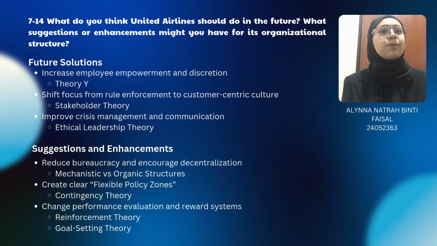Let's answer the first part of the question first. In my opinion, the organization of United Airlines should increase employee empowerment and discretion, which aligns with Theory Y. Theory Y assumes that employees are inherently motivated, capable of responsibility, and able to exercise sound judgment when given appropriate autonomy. By empowering frontline employees, United Airlines can improve service quality and reduce delays in decision-making.